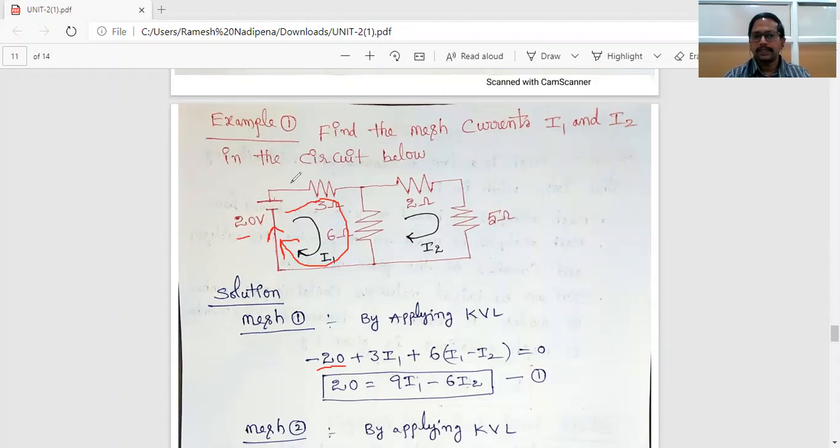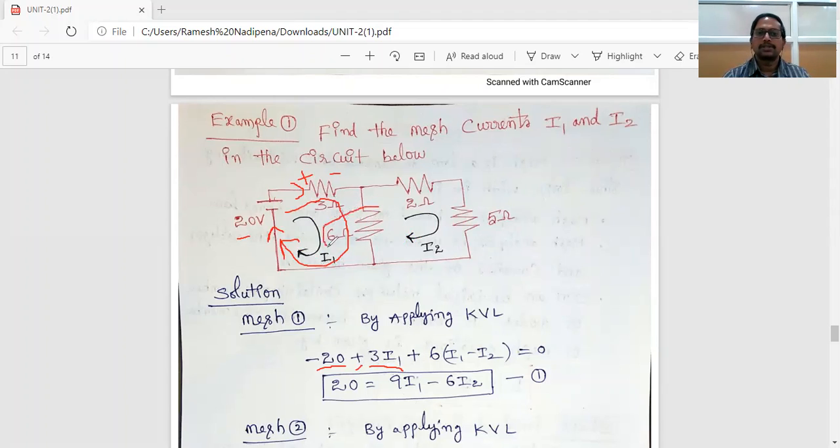Current always flows from high to low across passive elements, so here plus, here minus. KVL means the sum of all the voltages around a closed path is always 0. The voltage across the 3 ohm resistor is I into R. What is I here? I1, from the given network. So it is 3 into I1, and the sign is positive. Very important. But the next step is very important.